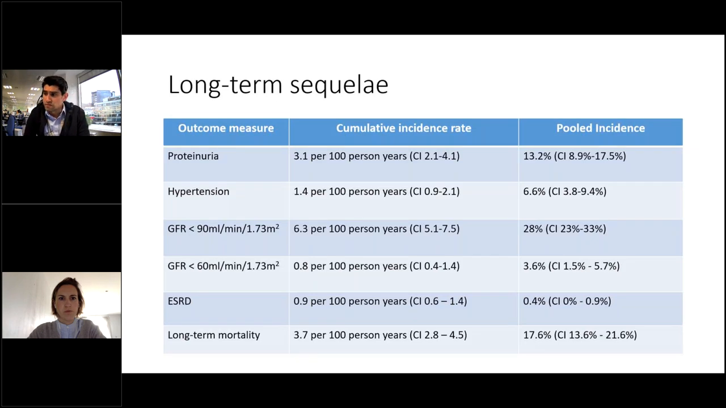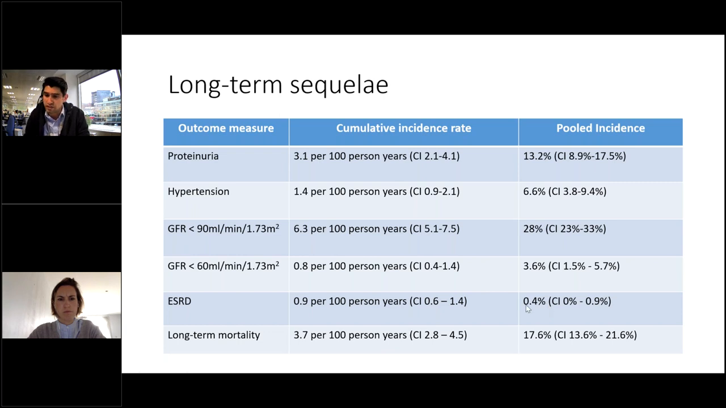And when you look at the long-term sequelae, I want you to look at the pooled incidence column here. You can see that almost over 1 in 10 children who had an acute kidney injury had future follow-up proteinuria, and that almost a third of children had a GFR of less than 90. So they had chronic kidney disease, stage 2 or more. And then 3% of them had a more severe chronic kidney disease, with a GFR of less than 60. And then 0.4% ended up in end-stage kidney disease.